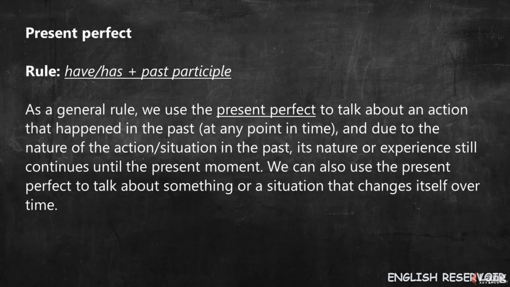Present perfect. Rule. Have or has plus past participle. As a general rule, we use the present perfect to talk about an action that happened in the past at any point in time. And due to the nature of the action or situation in the past, its nature or experience still continues until the present moment. We can also use the present perfect to talk about something or a situation that changes over time.